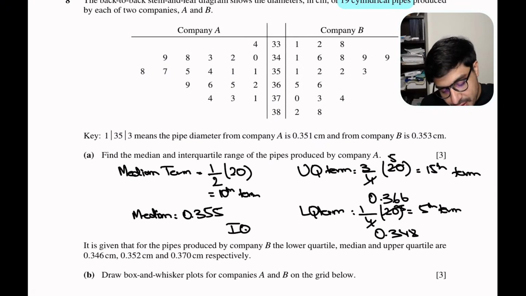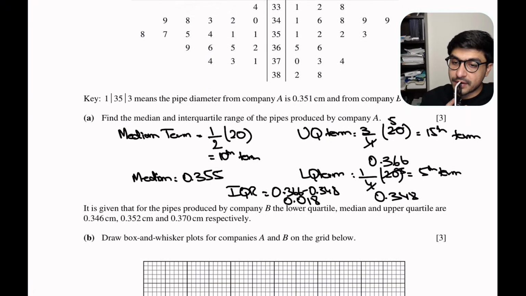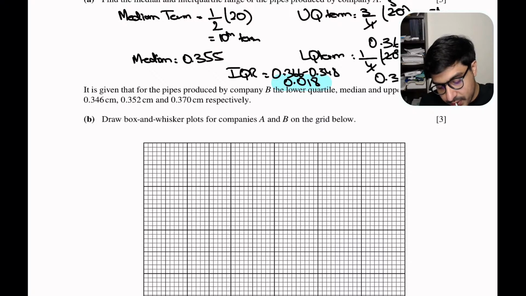So if we need to figure out the interquartile range, it's going to be 0.366 minus 0.348. So it's going to be 0.018, and that is going to be it, right? So this is how we're going to figure out the interquartile range. Now comes what? Now we need to figure out what the company A and B is there.